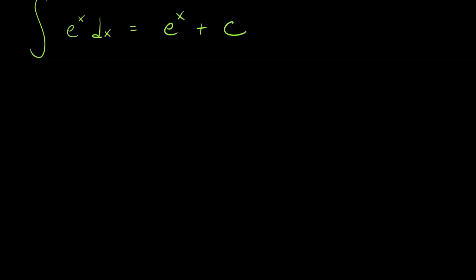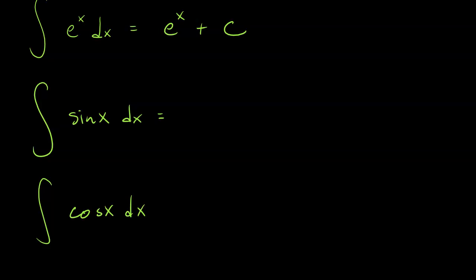Okay, the next two are sine and cosine. Oh, that was a bad symbol. It's so hard to write nicely in this.